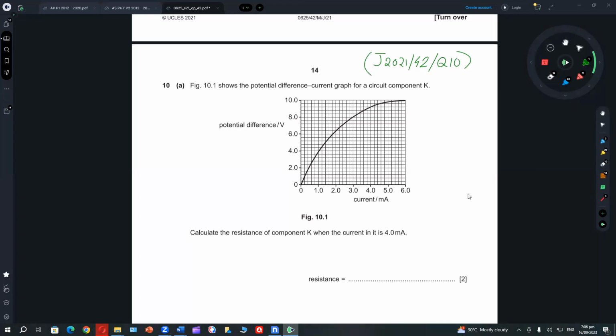I'm starting from the first part because we can do the first part also. If the first part is not in your book, you can look at the screen.